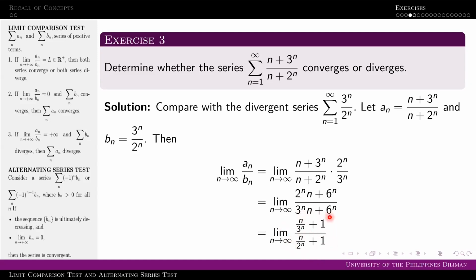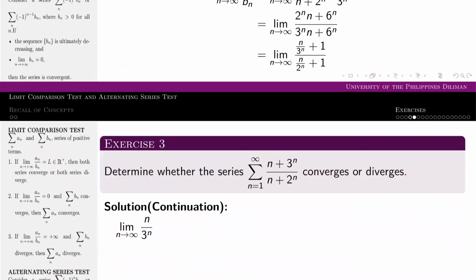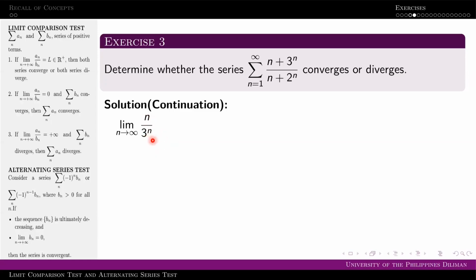Pwedeng i-compute natin separately yung sa numerator and sa denominator muna. Tapos, if they exist, then yung limit ay yung ratio ng dalawang yon. So, ano yung limit ni n over 3 raised to n? Pwede tayo mag-L'Hopital's kasi infinity over infinity lang to. So, magkakaroon tayo ng 1 over 3 raised to n ln 3, which since nasa denominator na lang yung may variable and it approaches infinity, then this becomes 0.